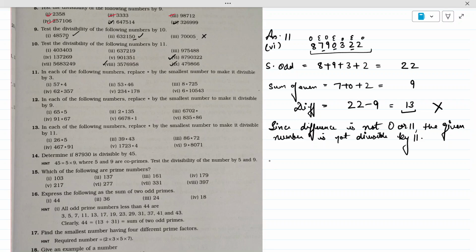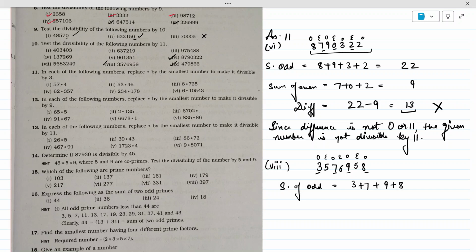Next is 8th. So I hope, kids, this is very much clear. Now we have 3, 5, 7, 6, 9, 5, 8. Again, what we have to do is mark odd and even numbers. And then the sum of odd numbers is 3 plus 7 plus 9 plus 8.